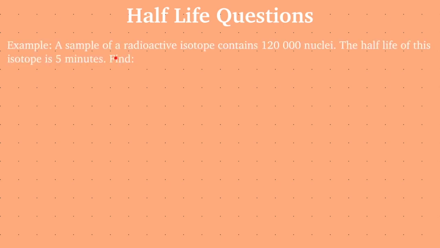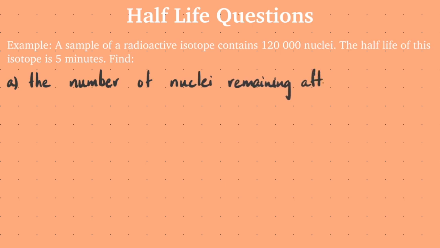So the question says that a sample of a radioactive isotope contains this many nuclei, and further in this question its half-life is given as 5 minutes. Now we'll be doing a couple of parts which will cover all the different types of questions which can be asked. So find in the first part the number of nuclei remaining after 15 minutes.